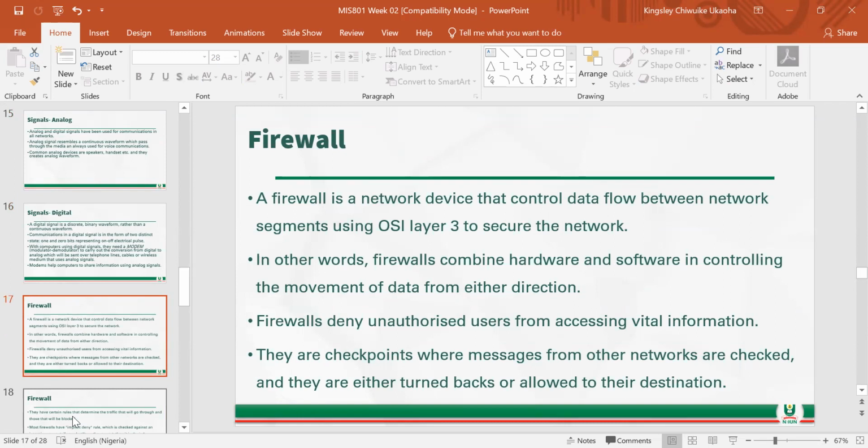Then we look at the firewall. A firewall is a network service that controls data flow between network segments using OSI layer 3 to secure the network. In other words, firewalls combine hardware and software in controlling the movement of data from either direction. Firewalls deny unauthorized users from accessing vital information. They are checkpoints where messages from other networks are checked, and they are either turned back or allowed to their destination.